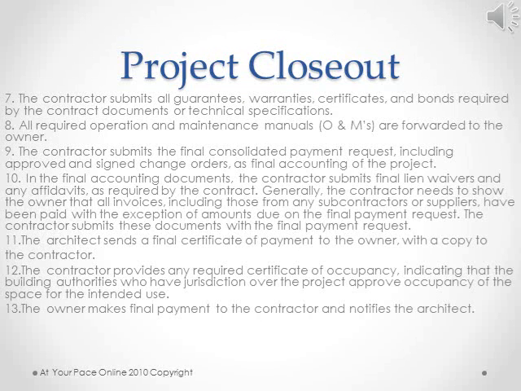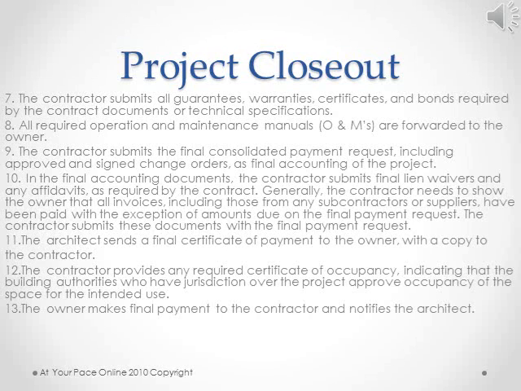Project closeout continued. Number 7, the contractor submits all guarantees, warranties, certificates, and bonds required by the contract documents or technical specifications. All required operation and maintenance manuals are forwarded to the owner. The contractor submits the final consolidated payment request, including approved and signed change orders, as final accounting of the project.